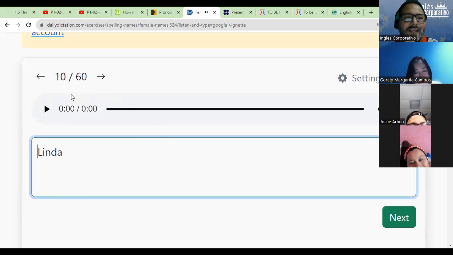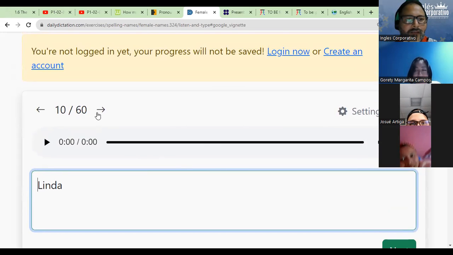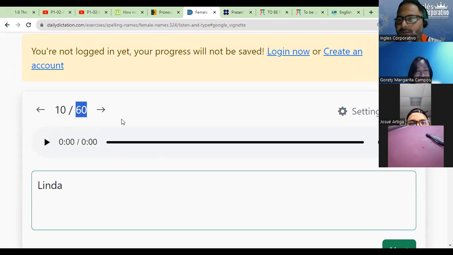Now, we did it like 10. Hicimos 10. Así que les quedan de tarea 10 más por lo menos. El que quiera correr la extra milla, miren, hay 60. Ok, para que practiquen muchísimo.